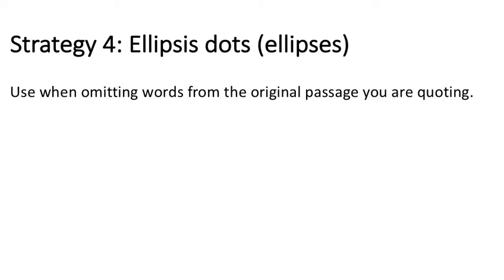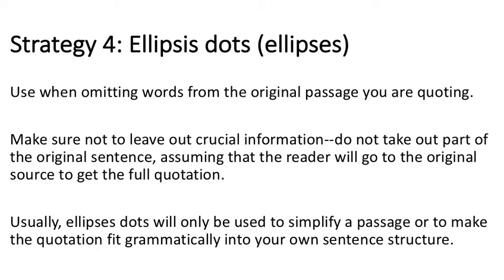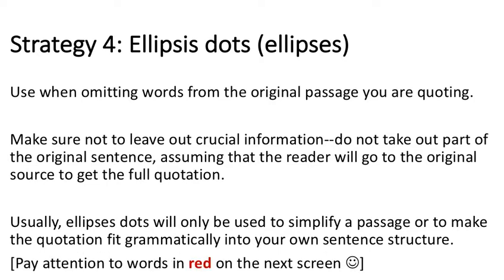The fourth strategy that we're going to talk about is ellipsis dots. You use these when you're omitting or getting rid of some words from the original passage. Make sure that you're not leaving out crucial information though. You usually use ellipses only to simplify a passage or to make a quote fit grammatically into your own sentence.